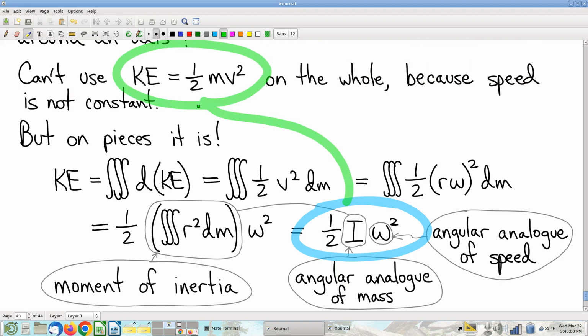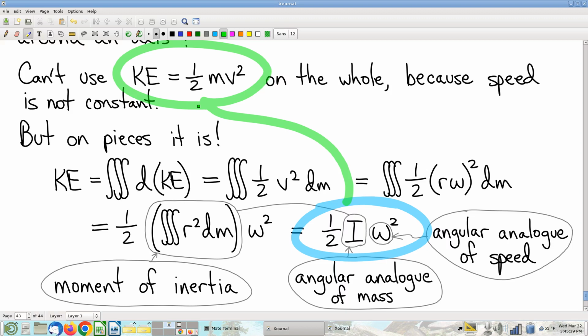What I have down here now is a formula for kinetic energy that looks a lot like my old formula for kinetic energy. It's just that this is angular friendly. Instead of linear speed, here I have angular speed. So instead of linear speed, I have the angular analog of speed down here. So with that as a pattern, if you will, I'm going to say that mass, the angular analog of mass, is what this I thing is.